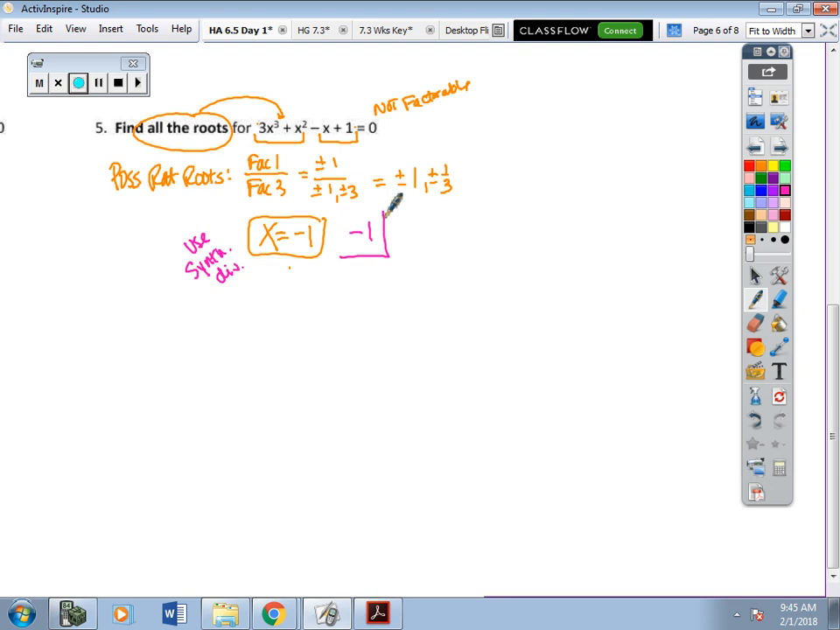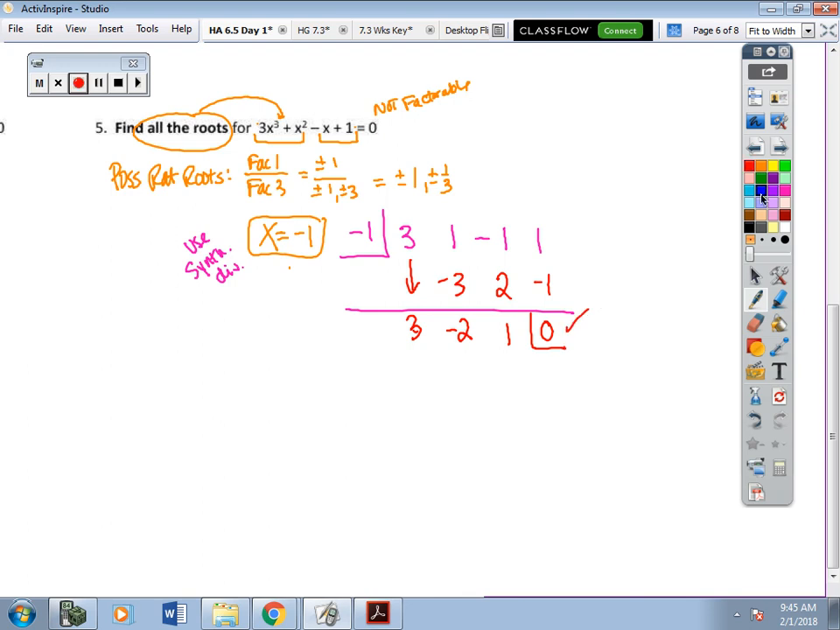Okay, so I have negative 1 with my original polynomial, 3, 1, negative 1, 1. My first term comes down. 3 times negative 1 is negative 3. We add down to get negative 2. Negative 2 times negative 1 is 2. We add down to get 1. 1 times negative 1 is negative 1. And I know my job is done correctly because I got a remainder of 0.